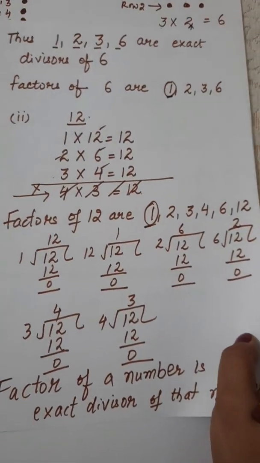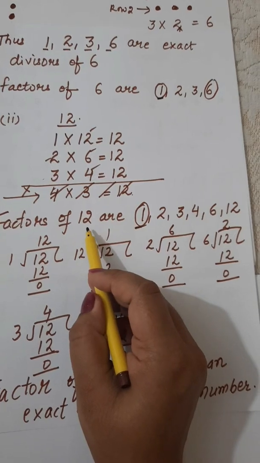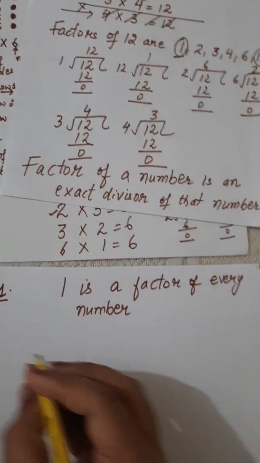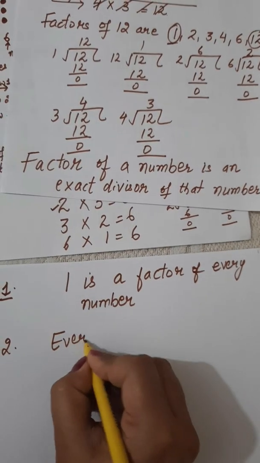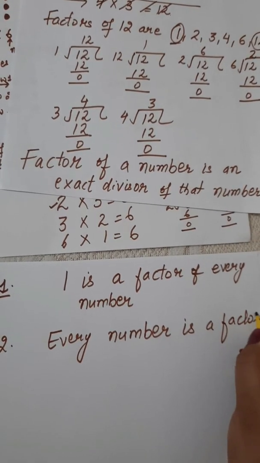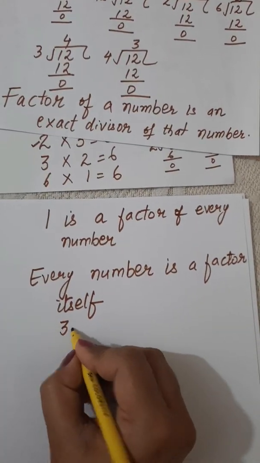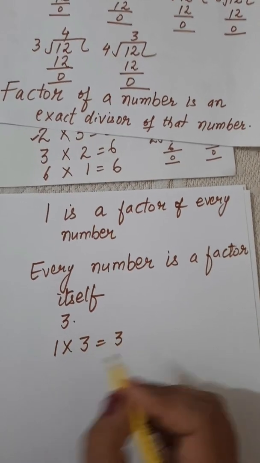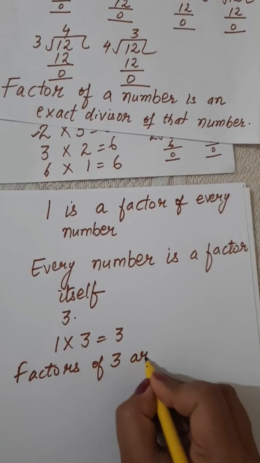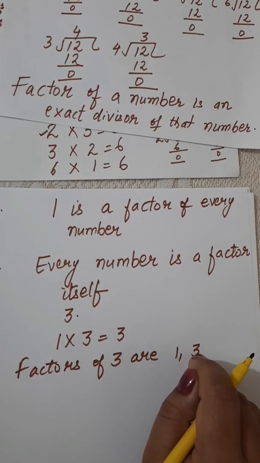So next is, every number is a factor of itself. When we find the factors of 6, I will get 6, which is the number itself. When I find the factors of 12, then again I will get 12 also, which is the number itself. So what we conclude? The second point is, every number is a factor of itself. If I am going to find the factors of 3, 1 multiplied by 3 is equal to 3. There is no other possibility. So the factors of 3 are 1 and 3, and every number is a factor of itself.